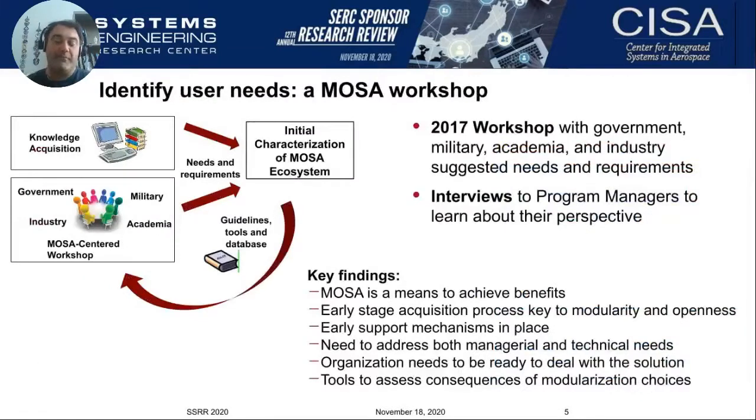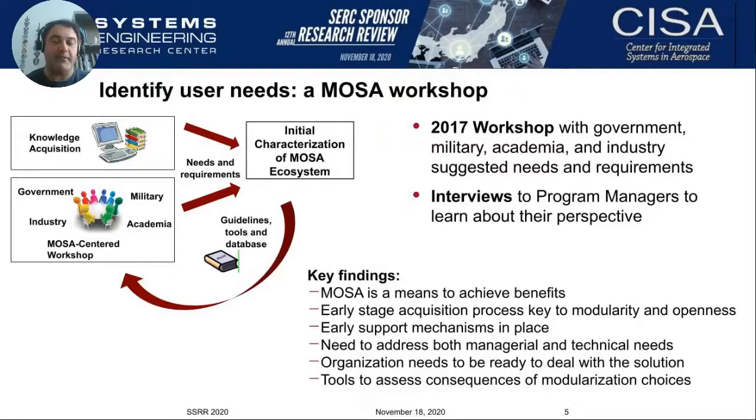So the first thing we did when we started these tasks in 2017 was an initial workshop where we gathered government, military, academia, and industry to listen to their needs, to their requirements, and to figure out what was the state of the art. So we gave an initial characterization of what the MOSA ecosystem did. And we followed the workshop with some interviews to program managers to learn about their perspectives.